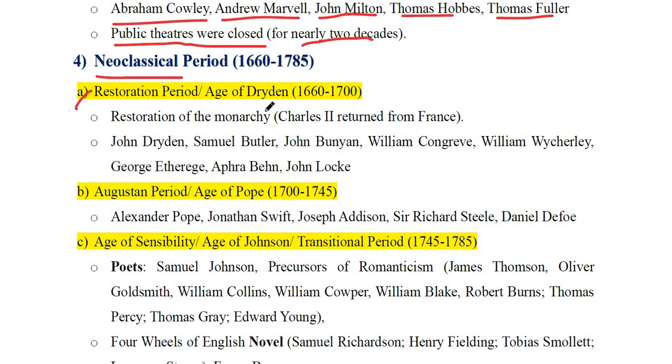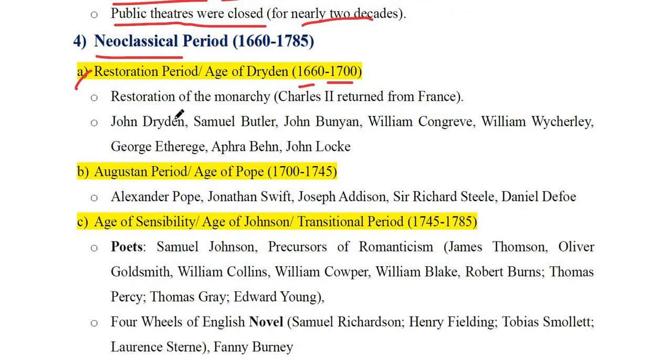First is the Restoration period, which is also known as the Age of Dryden, from 1660 to 1700. So what was the Restoration? It was the restoration of the monarchy. Charles the First was beheaded during the Puritan age. Then Charles the Second returned from France. He was in banishment during that Commonwealth period, and when he returned, the monarchy was restored. So it was the Restoration age.